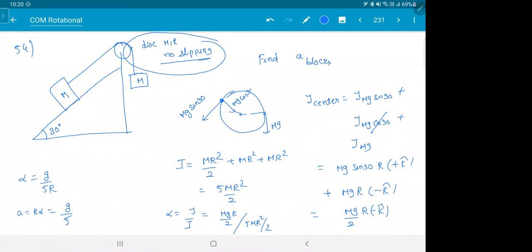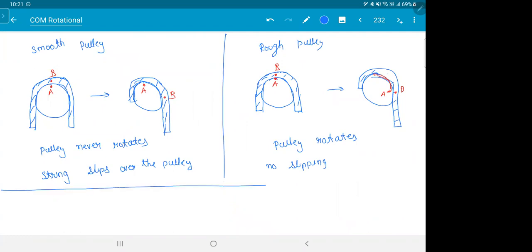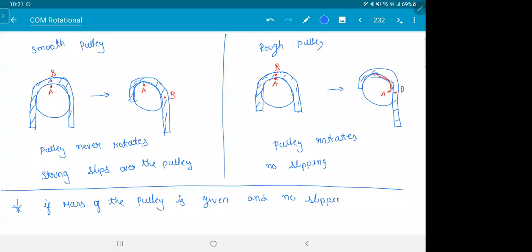Second thing, no slipping. If you see these two words, if someone gives you the mass of the pulley, you can say that is a hint. If the mass of the pulley is given, and if he says no slipping, it means it's a rotational problem. It means the pulley is also rotating. And no slipping, then use this: alpha is torque by I.